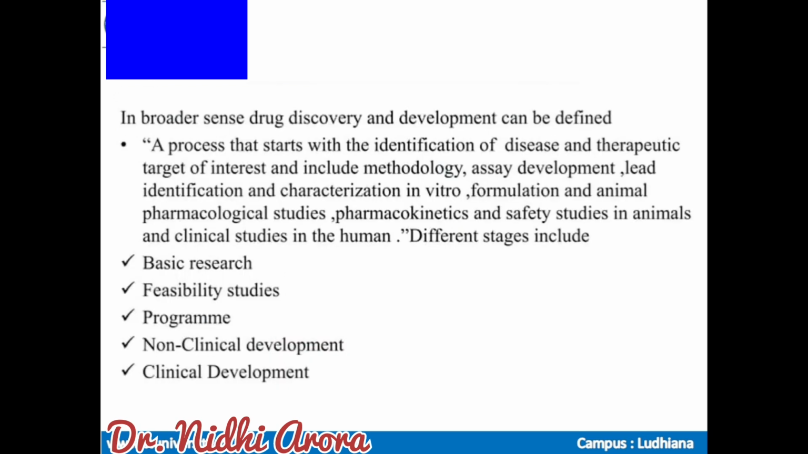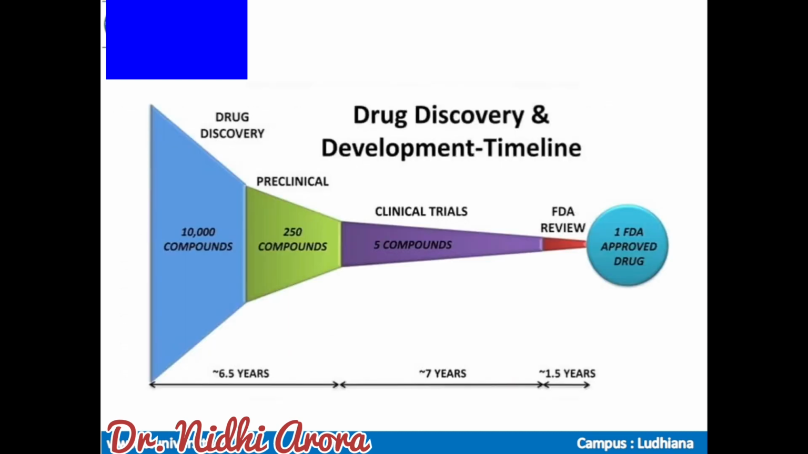And in a broader sense, drug discovery and development can be described as a process that starts with identification of a disease and a therapeutic target of interest. It includes methodology, assay development, lead identification, and characterization in vitro. The different stages include basic research, feasibility studies, non-clinical development, and clinical development. See the graph: 10,000 compounds are discovered, but only 250 compounds enter preclinical testing, and it takes 6 to 6.5 years.